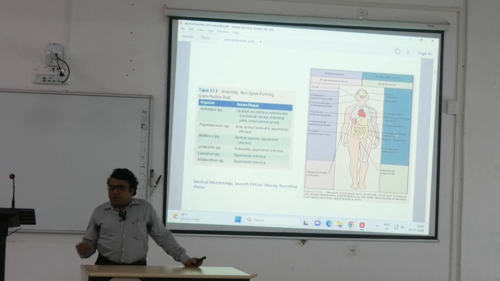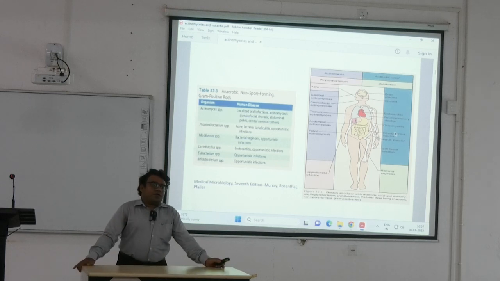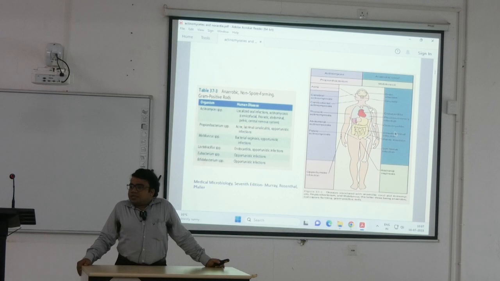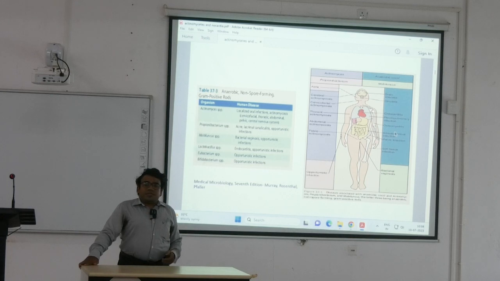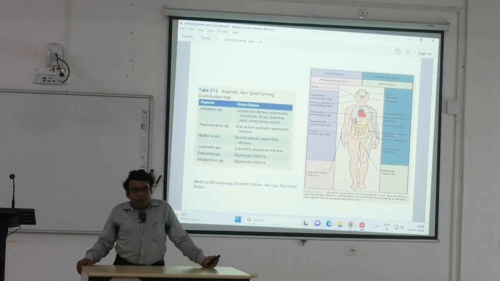Just very briefly, I will mention the differences between bacterial vaginosis and bacterial vaginitis. Vaginitis means inflammation of the vaginal mucous membrane. However, in vaginosis there is no inflammation. There is only altered flora, and because of the altered flora, there is a change in the environment. Okay.